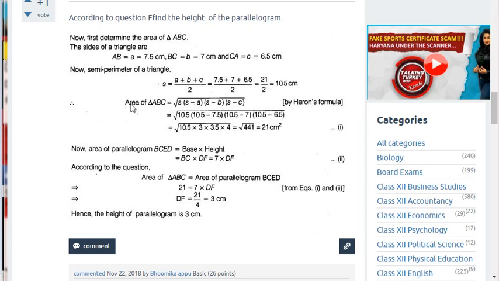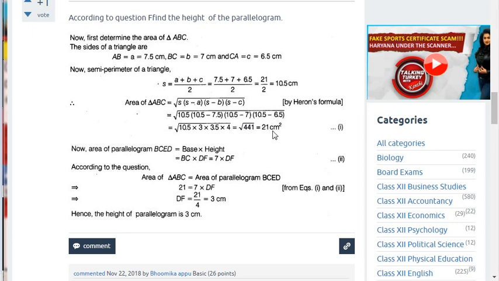Then area equals the root of S into (S minus A) into (S minus B) into (S minus C). So 10.5 into (10.5 minus 7.5), (10.5 minus 7), (10.5 minus 6.5). Find the answers: 10.5 into 3 into 3.5 into 4. Now this multiplication you have to do yourself. So it comes to 441. Now what is 441? 441 is the square of 21.